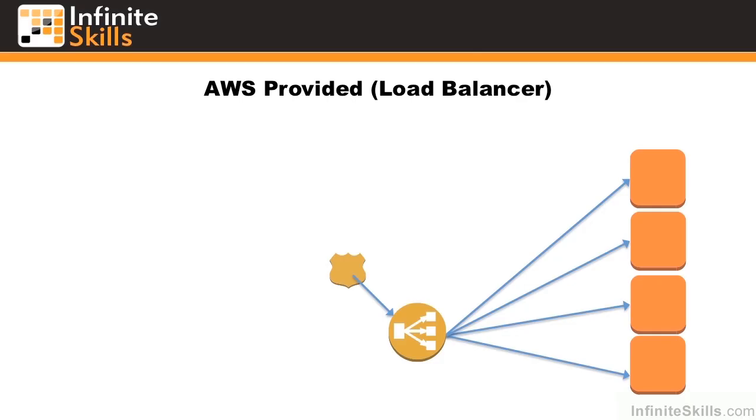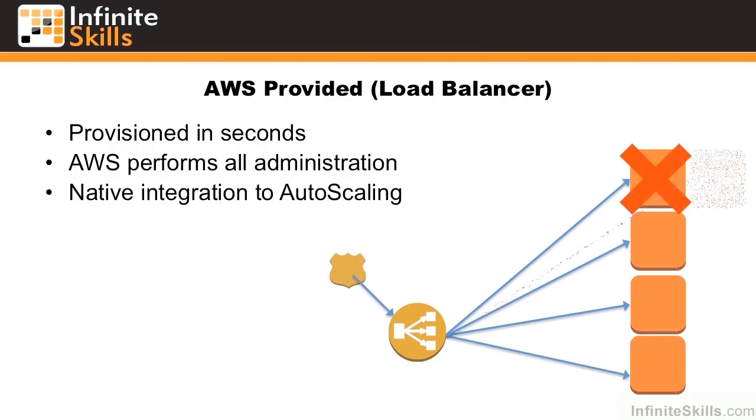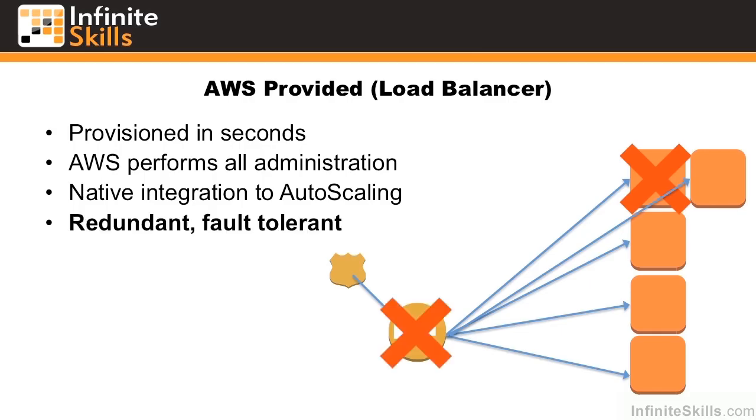If you look at an AWS-provided load balancer provided through the ELB function, you get provisioning in seconds or minutes. You can spin these things up very easily and very simply. AWS performs all the administration, taking care of the HA in the back end so that it doesn't fail on you. And it has native integration to auto scaling, so that when you lose a server behind the ELB, another server spins up automatically. It's also redundant and fault-tolerant, so that if they lose the underlying hardware that an ELB machine is on, they spin up other machines behind it. What they actually do in the ELB function is have several ELBs running at any given time, so that if you lose a single one, you don't lose your whole load balance function.